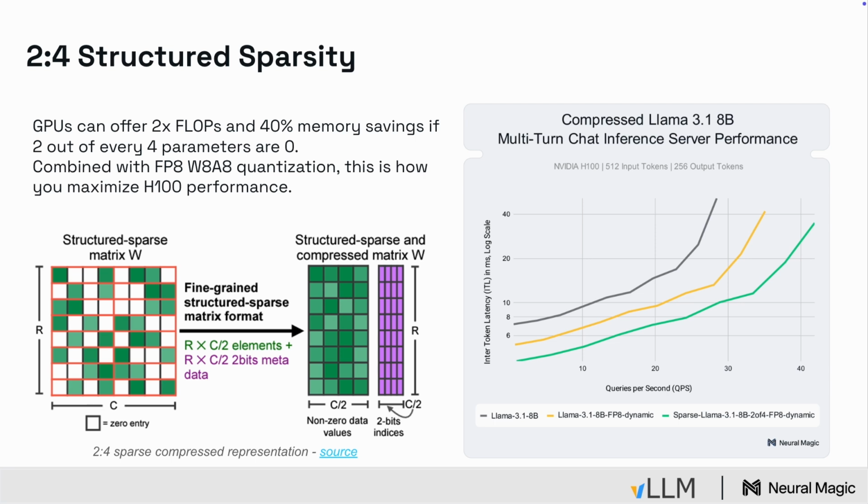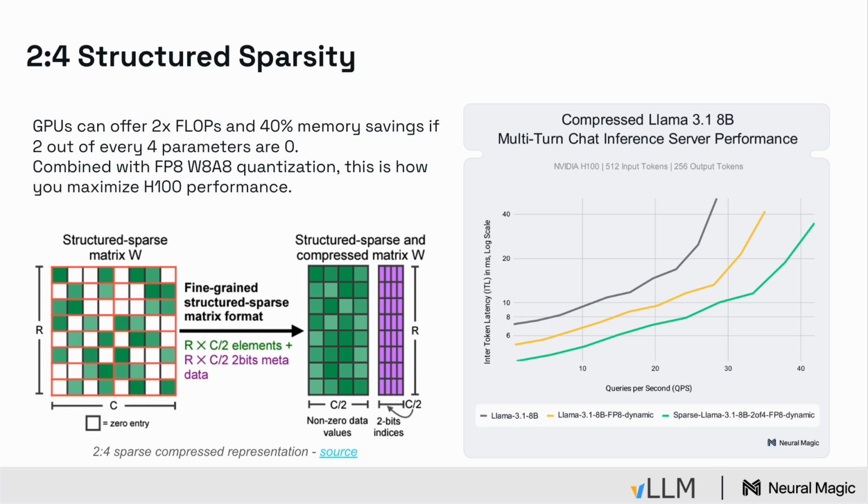So another type of model optimization is 2:4 structured sparsity. This is NVIDIA's biggest marketing tool. It doubles all of their flops numbers. It's not as easy to get as quantization, but we work on it as well at Neural Magic. This offers you a straight doubling of the flops you have available and about a 40% memory savings if 2 out of every 4 parameters you have in your weights are 0. Combining this with activation quantization is the way that you get to the peak flops that are available on your H100s.